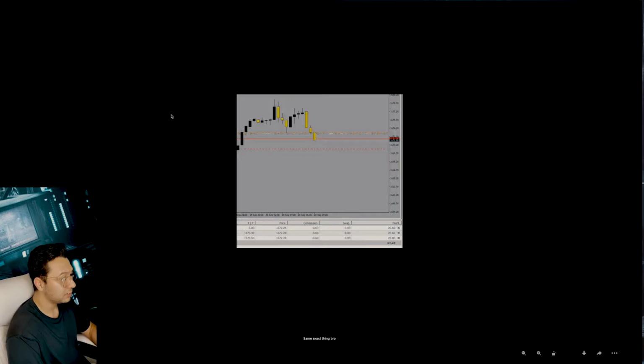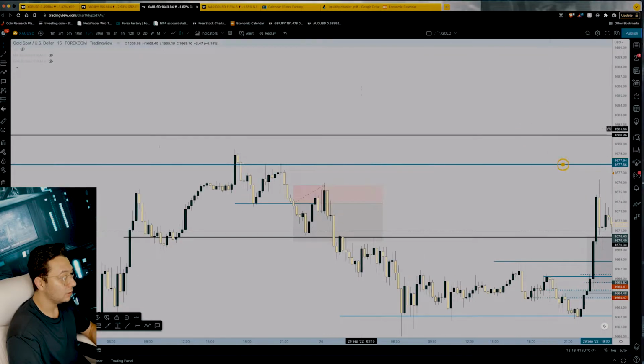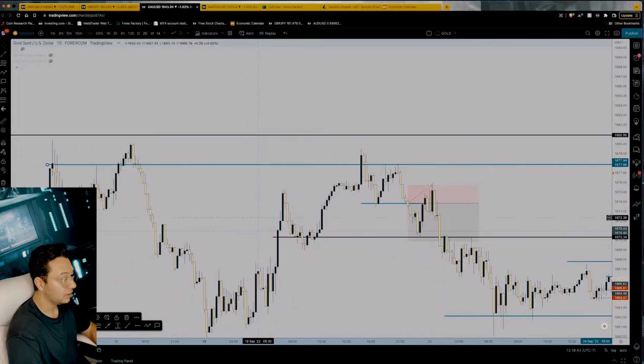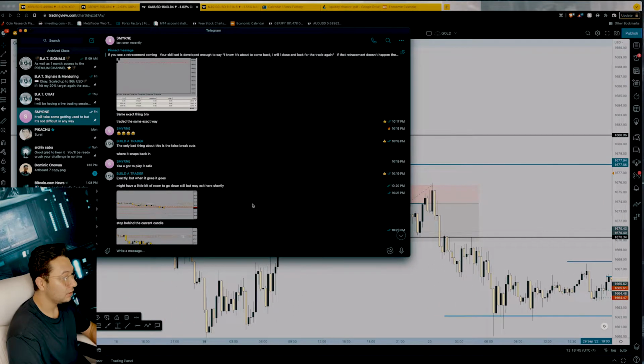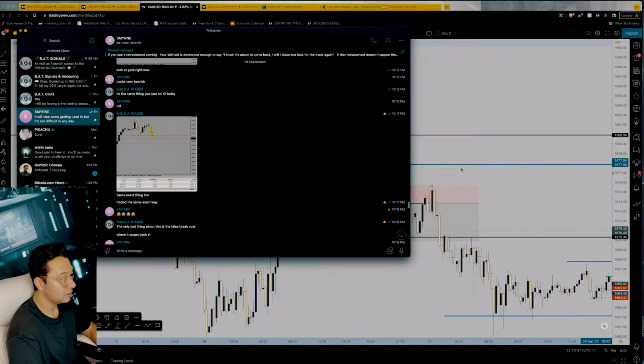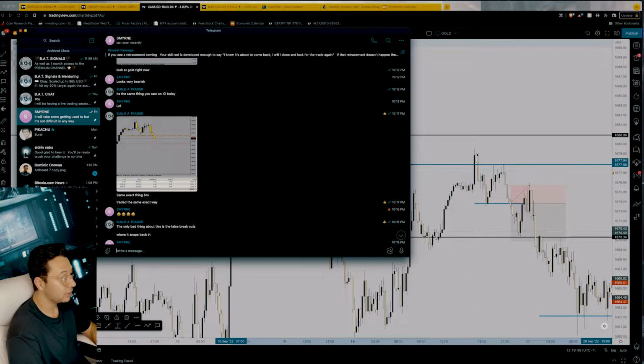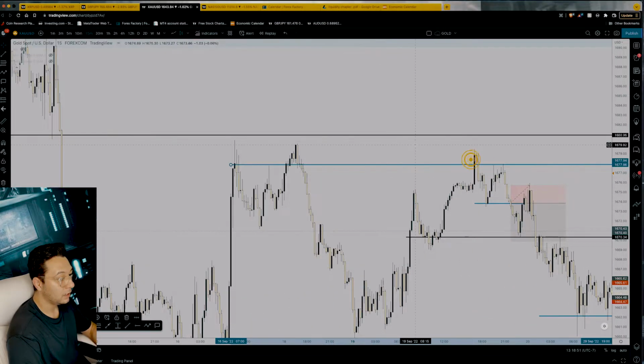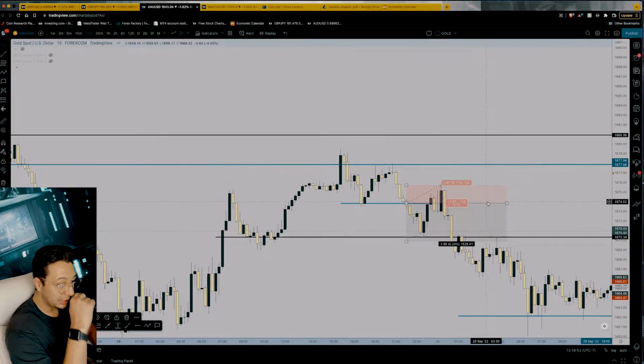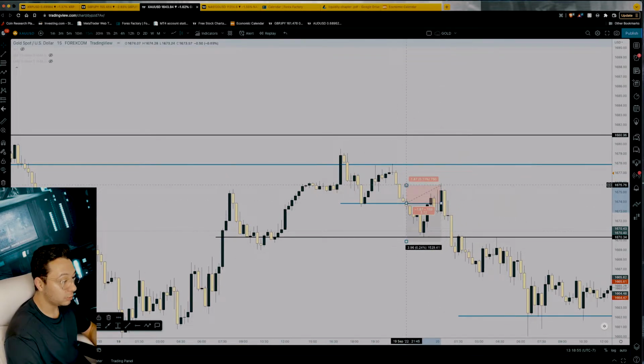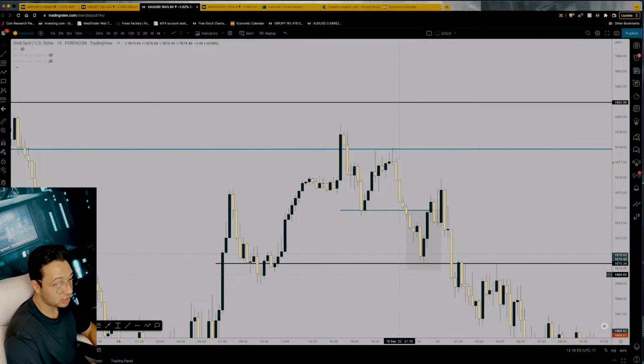But anyways, this is the same exact setup right here. Same thing. Okay. So once it's broke, scaled in with momentum, quickly trail your stop loss to break even, because if it's going to go, it's going to go. As you can see, it went.